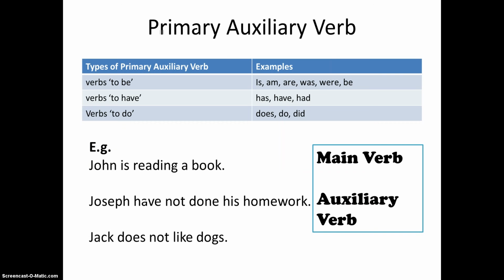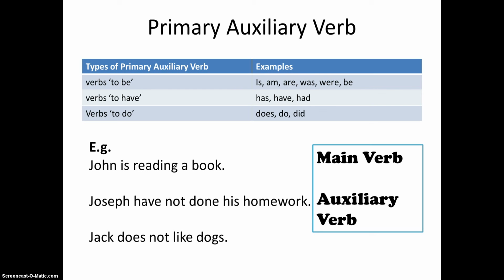There are different types. We have the verbs to be. We learned last week, verbs to be. You can conjugate it and form is, am, are, past tense was, were, and the base form be. She is, he is, I am, you are, they are, and the past tense. We also have another type of primary auxiliary verb called to have: has, have, had, as well as to do: does, do, did.